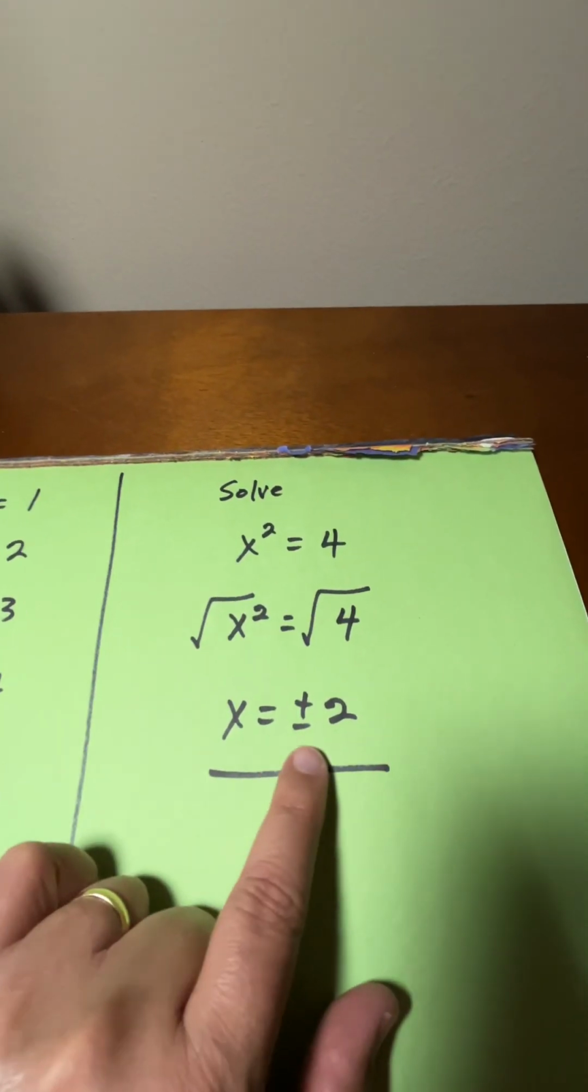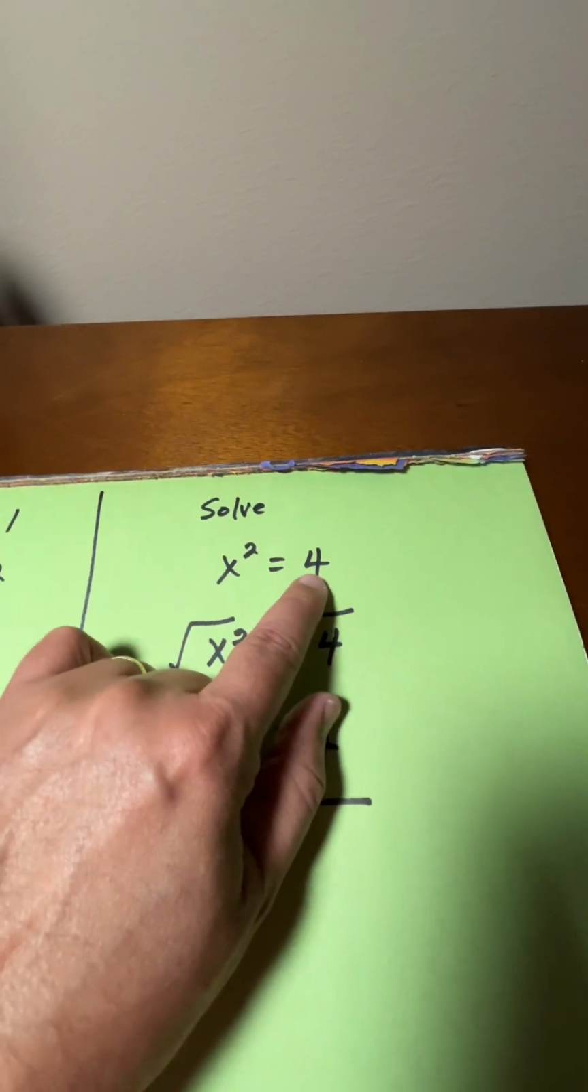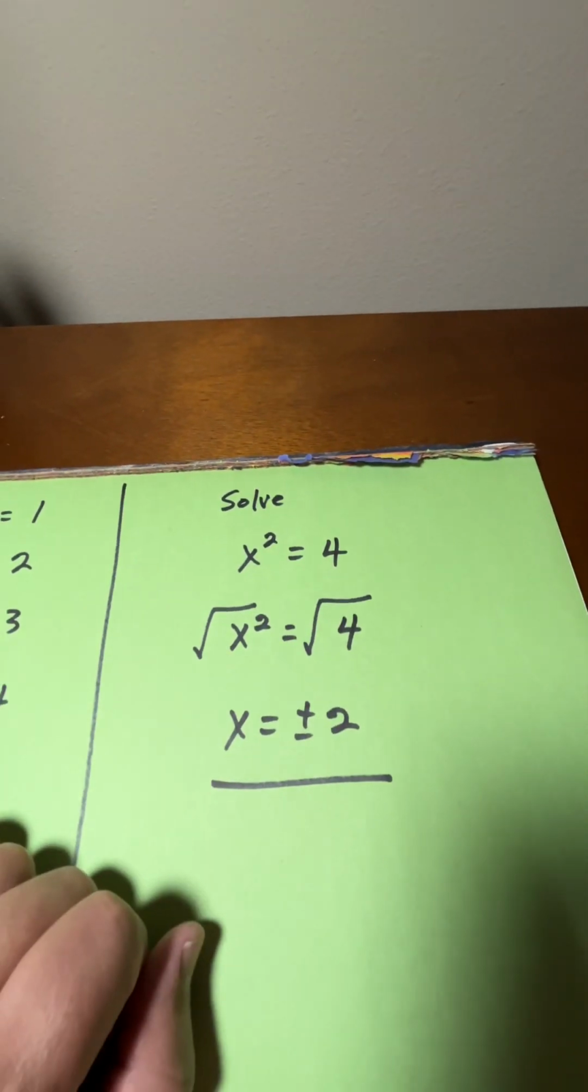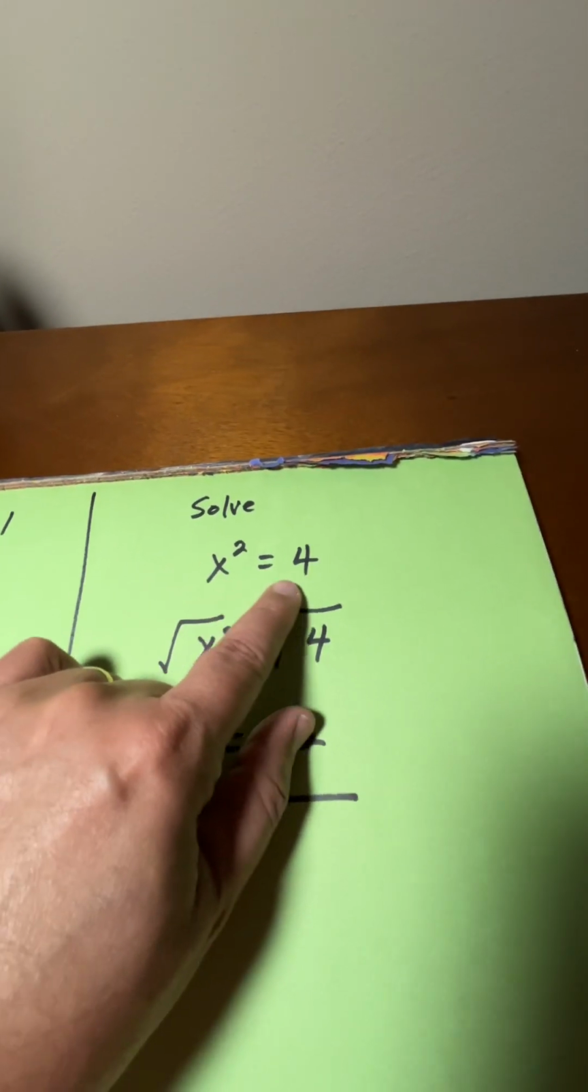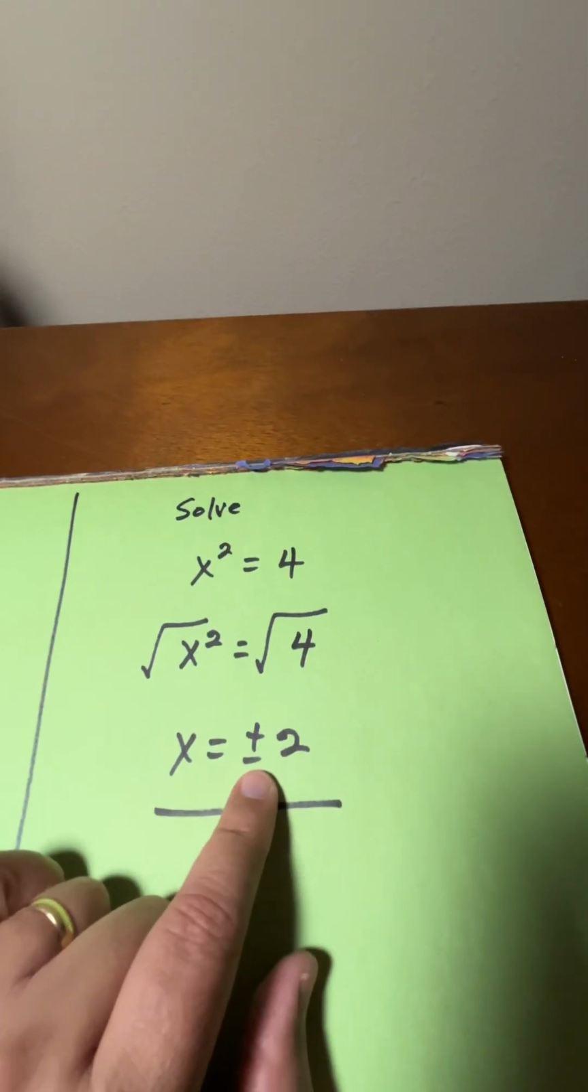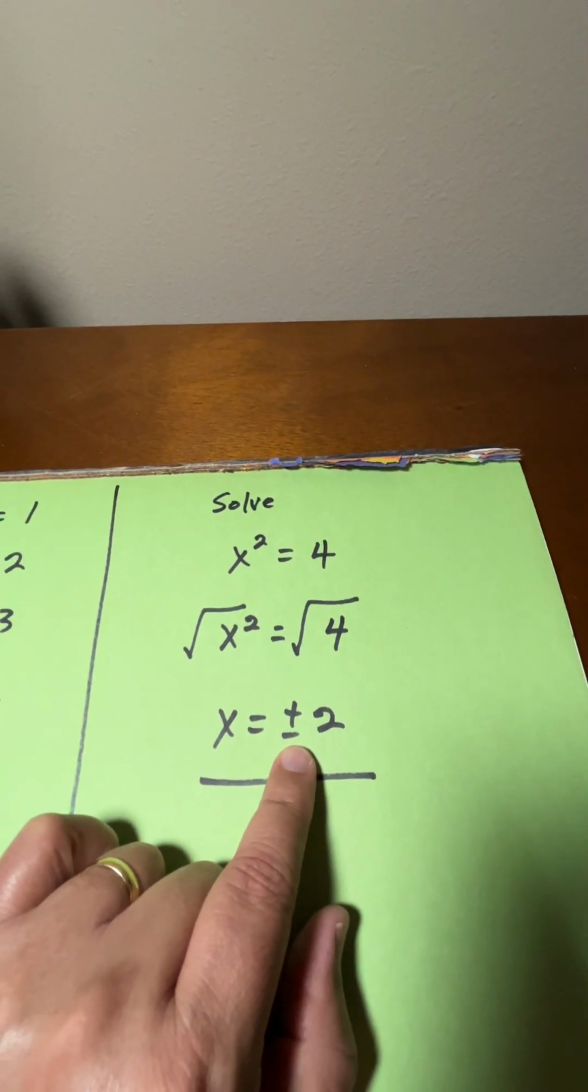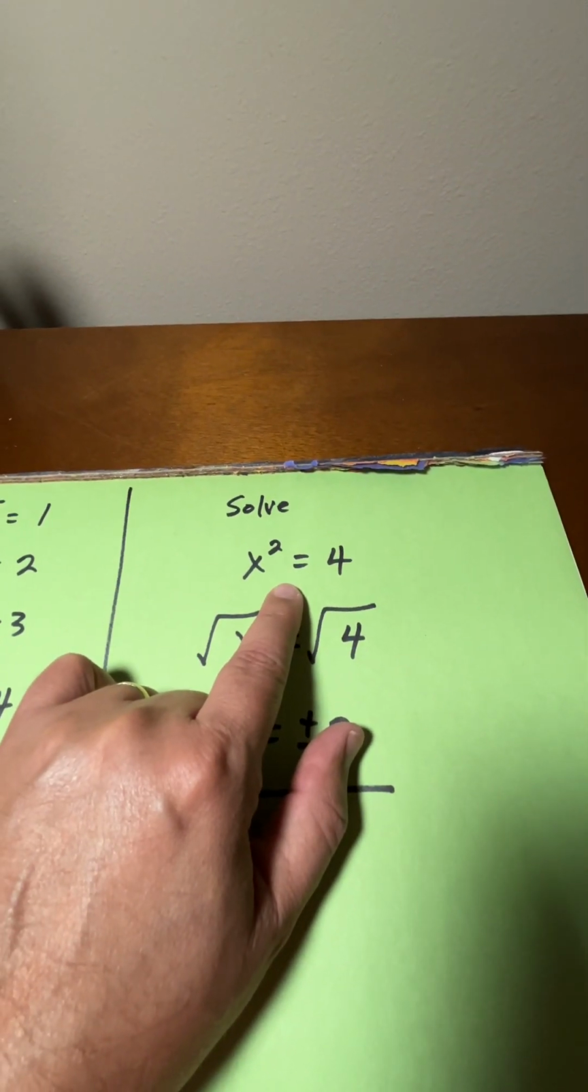And so what we mean by this is 2 to the second power is 4, because 2 times 2 is 4, but also negative 2. Negative 2 times negative 2 is also positive 4. So both positive 2 and negative 2 are answers to this equation.